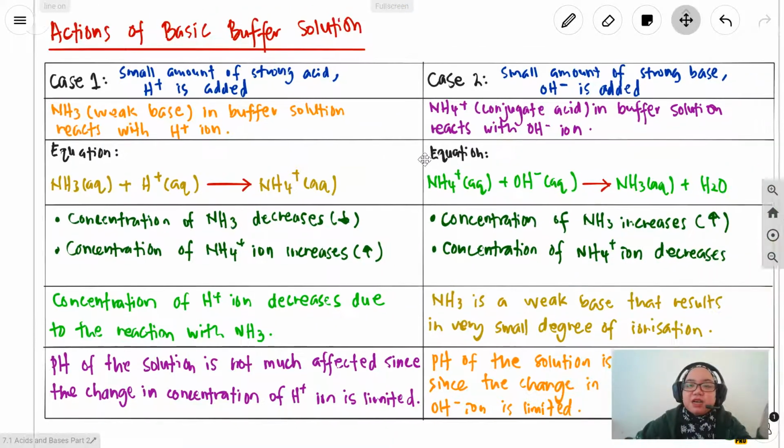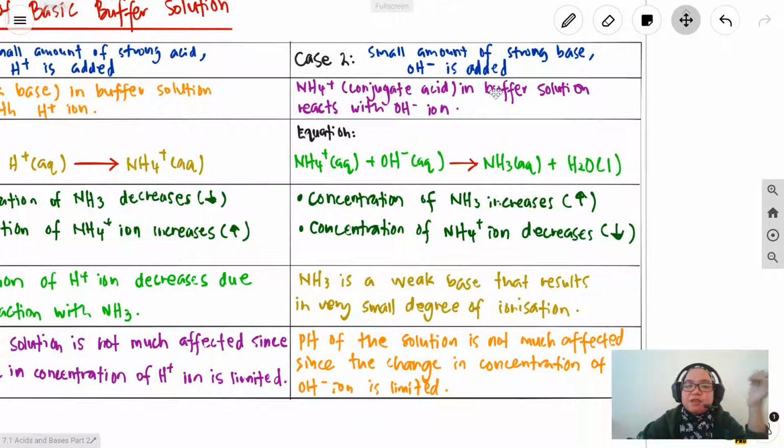Okay, same for case 2, where a small amount of strong base OH- is added. What will react is the NH4+ conjugate acid in the buffer solution. It will react with OH- ion. So if we have this equation here, NH4+ aqueous reacts with OH- to form NH3 and water. Okay, now here we can say that the concentration of NH3 increases. However, the concentration of NH4+ ion decreases. So the difference in concentration of H+ here also does not give much difference.